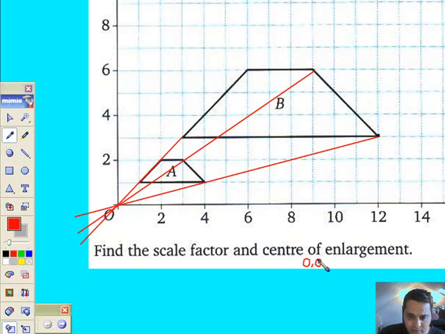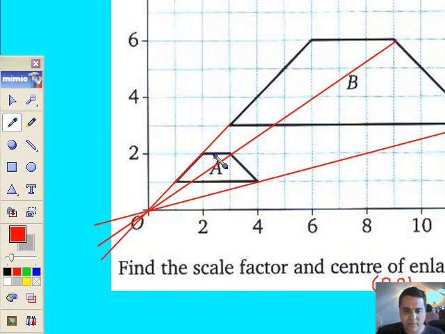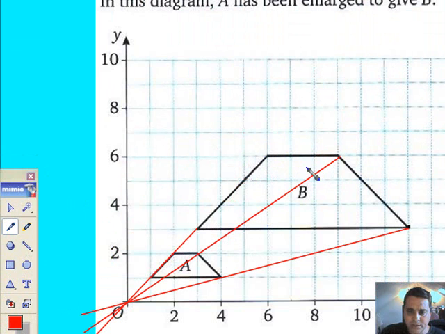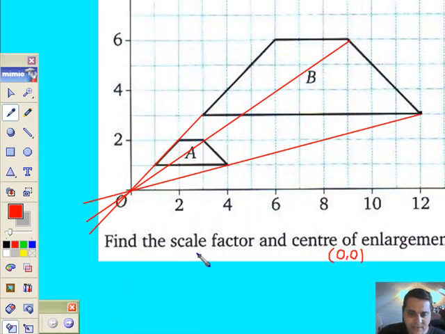So the centre of enlargement is going to be 0, 0, and the scale factor, well, let's just count some squares, shall we? If we look at the top part of this trapezium, it's 1 unit across. Here we go, 1, 2, 3 units across. So that looks like an enlargement of scale factor 3. Well, let's just test it one more way. If you look at the base of the trapezium, we go 1, 2, 3 units across, and if it's a scale factor 3 enlargement, then it should be 9 units across the bottom. Let's just count. 1, 2, 3, 4, 5, 6, 7, 8, 9. Yes, it is. So scale factor 3, centre of enlargement 0, 0.